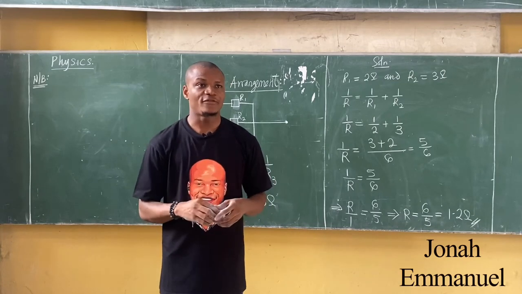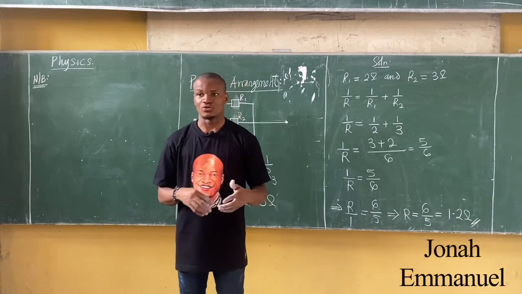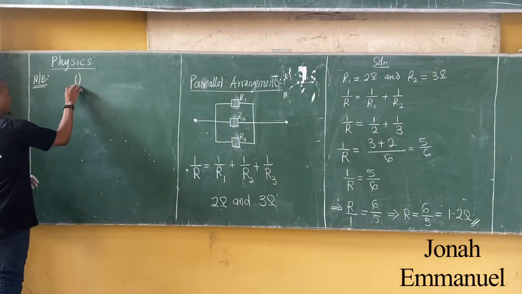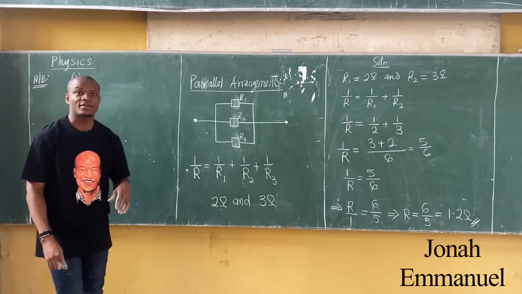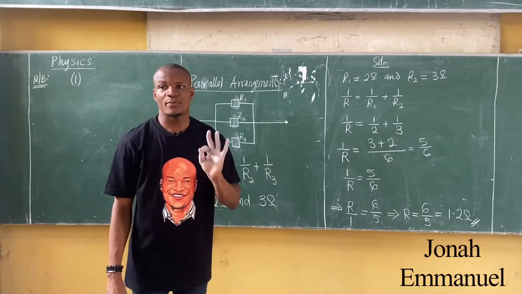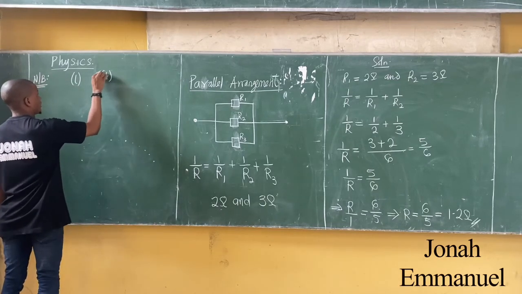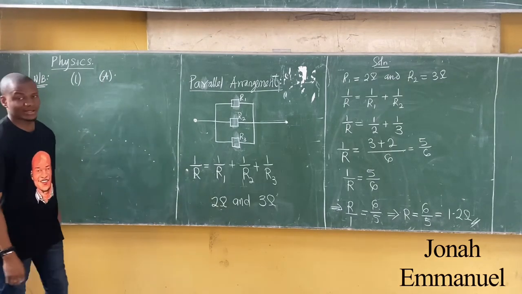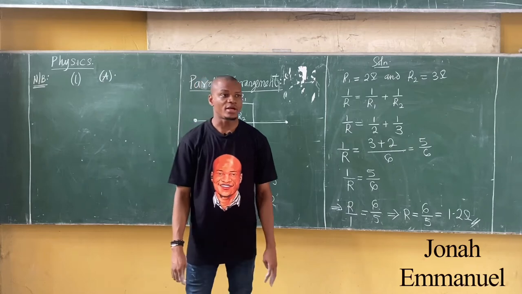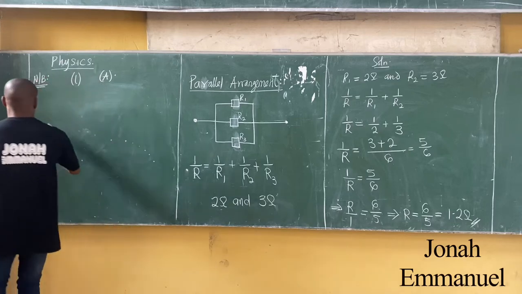The resistance of a metallic conductor is directly proportional to the length of the conductor, in bracket L, and inversely proportional to its area, in bracket A. Right? Inversely proportional to its area. So look at it, from here we'll get the formula.